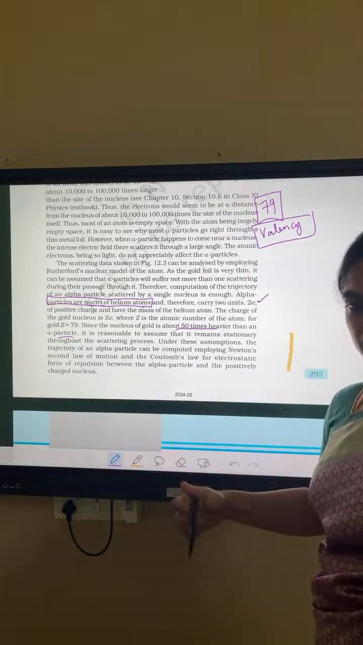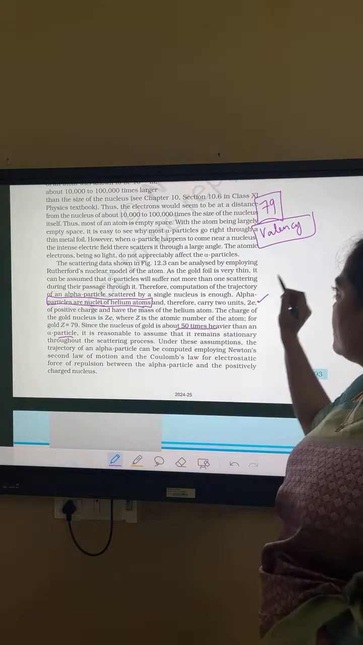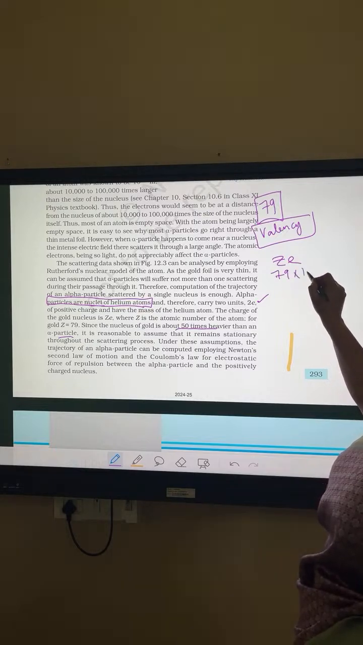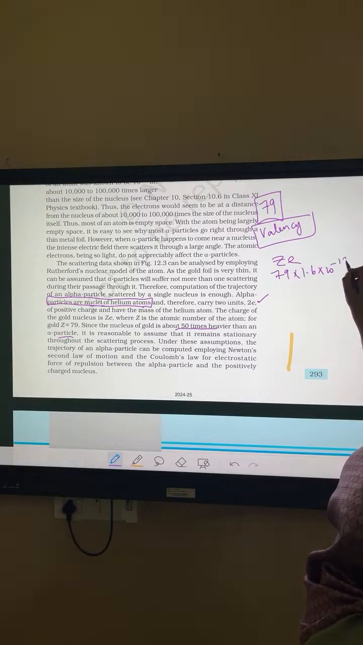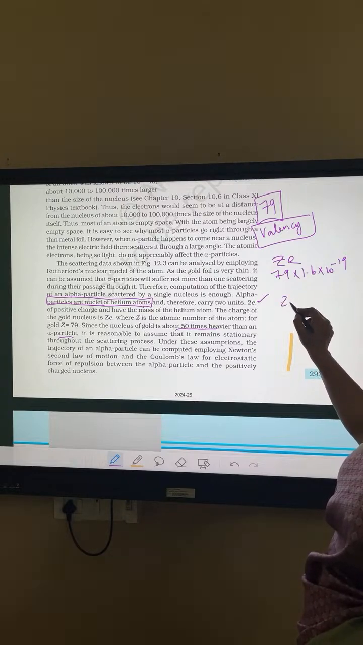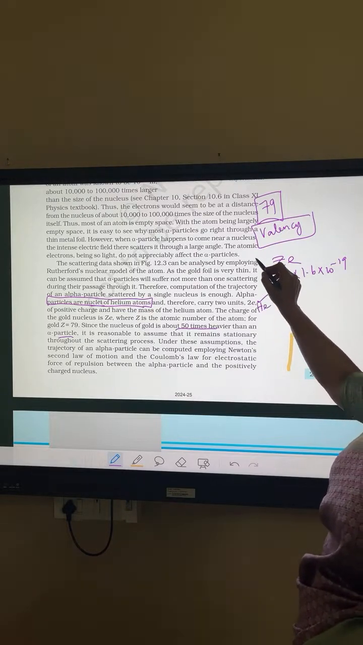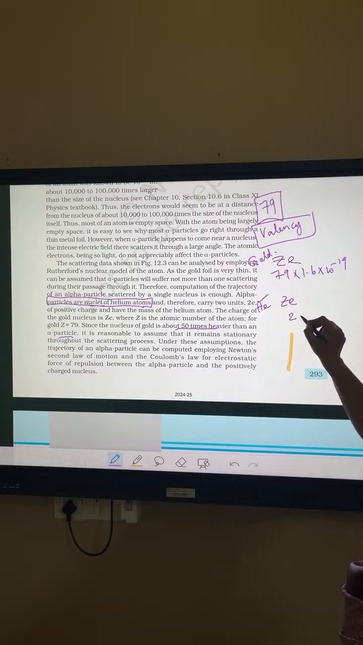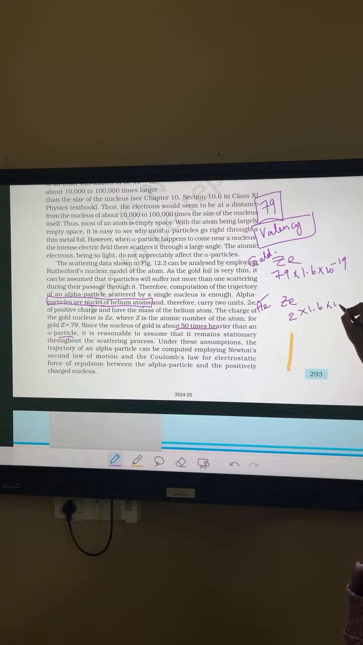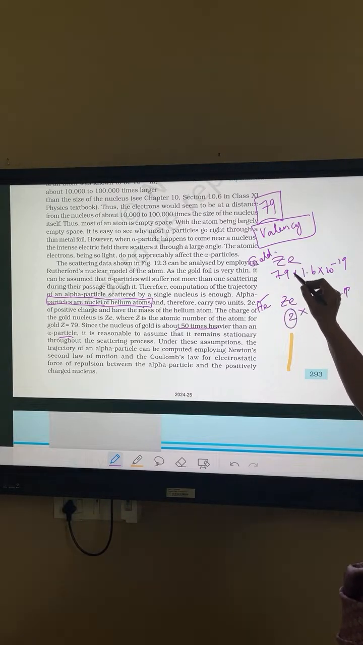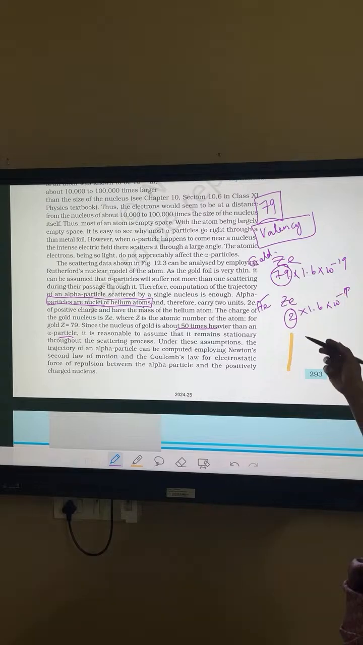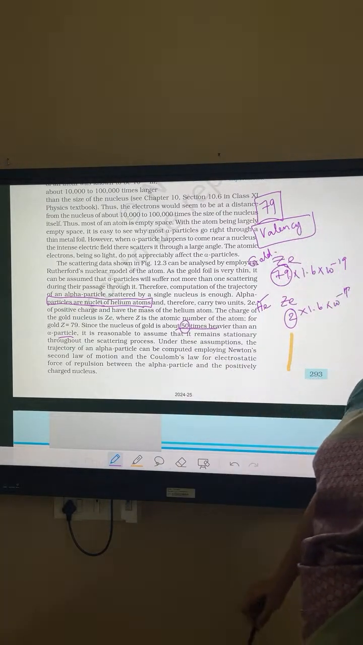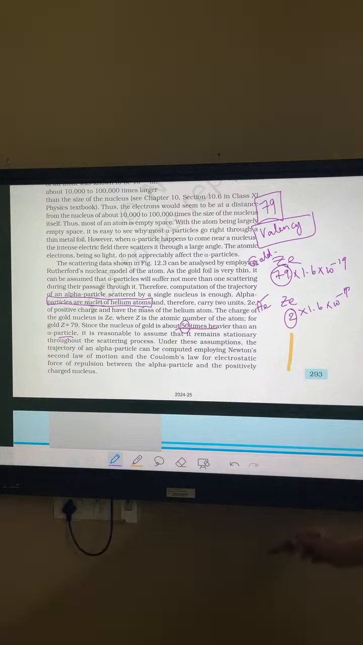You have to determine it like this: Z into E, right? What is Z? 79 times 1.6 into 10 to the power of minus 19 coulomb. What is the Ze for helium? This is for gold. For helium, it will be 2 times 1.6. If you divide this, 80 by 2 will be 40. They are saying nearly 50 times. Yes, 50 times heavier than an alpha particle.